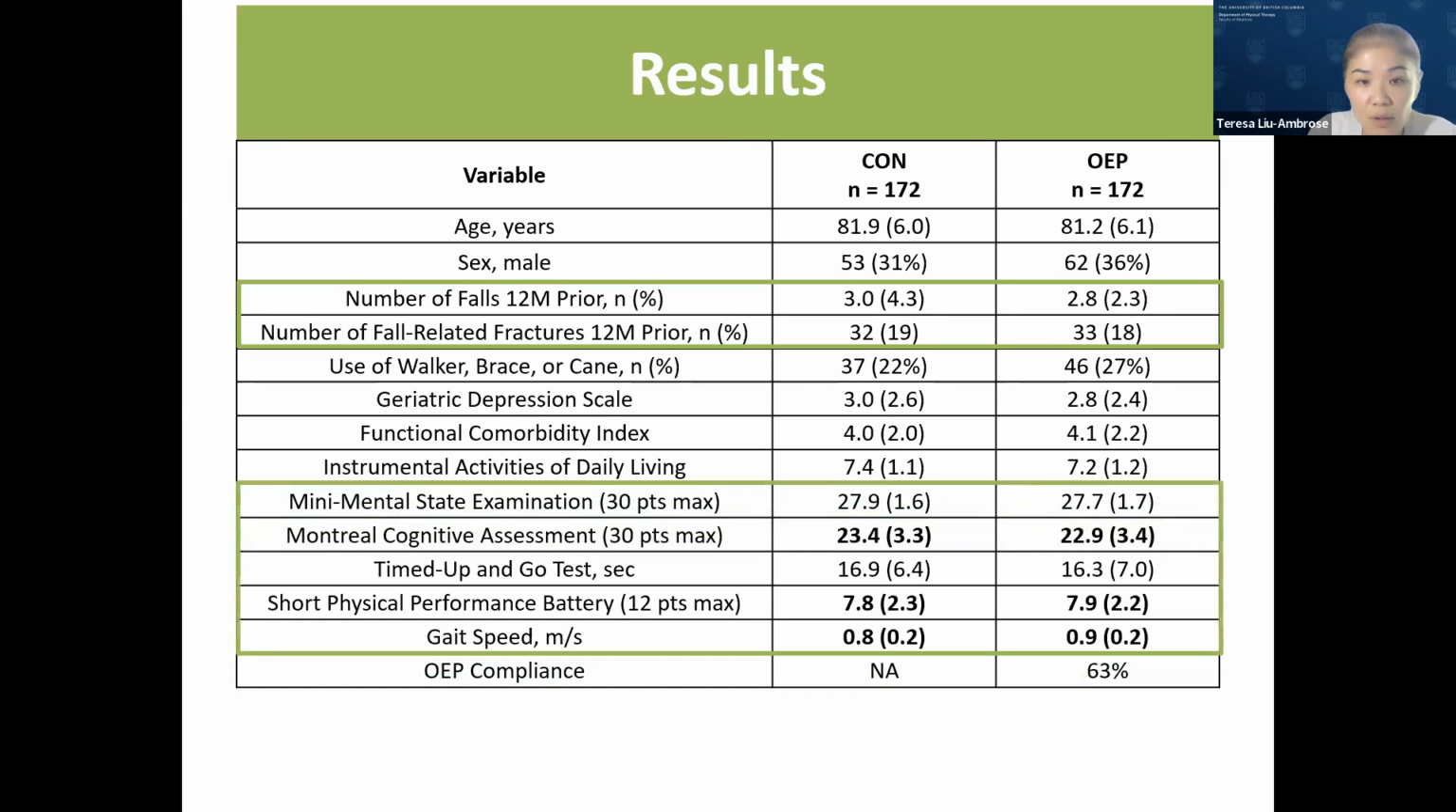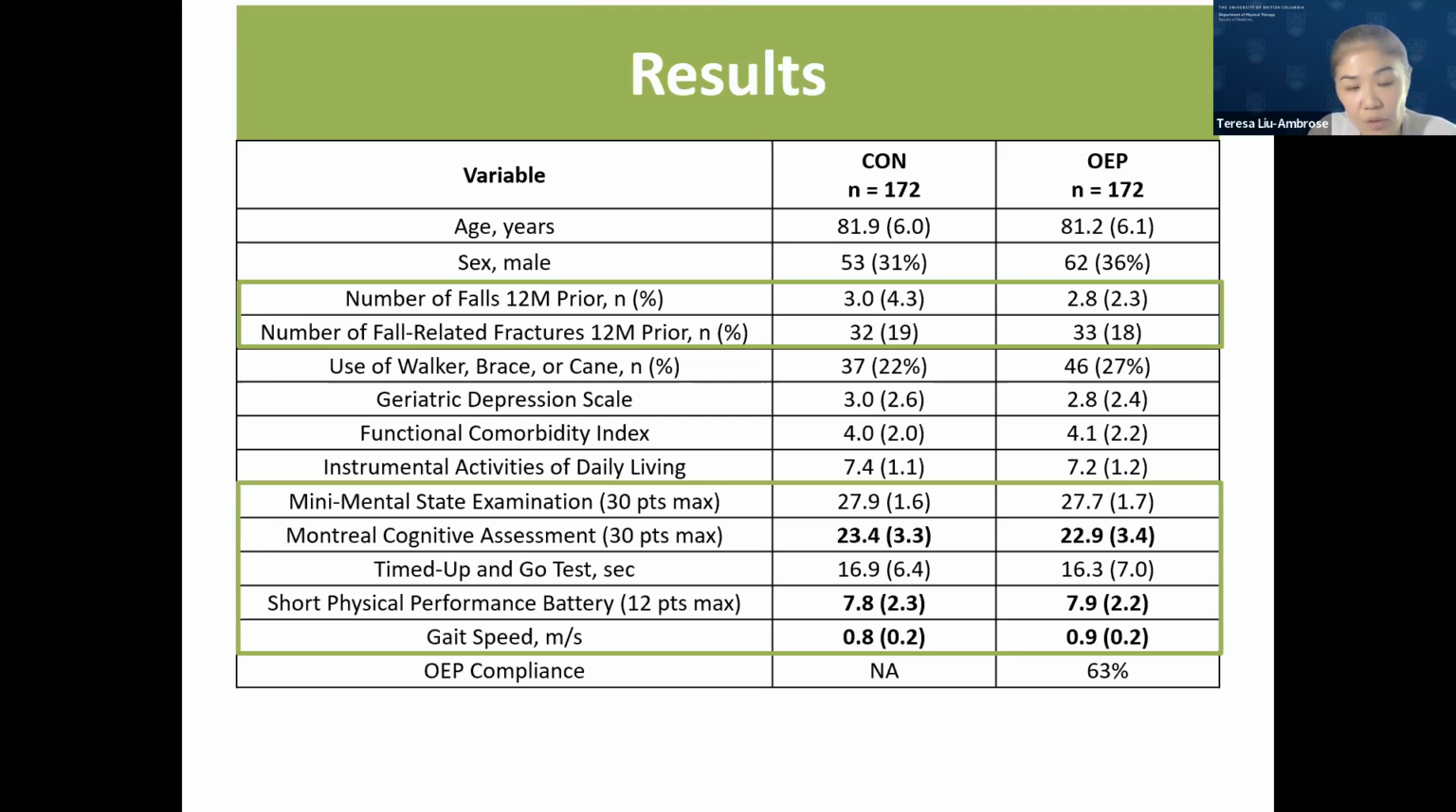And then in terms of their cognitive status and physical status, I want to highlight that their Mini-Mental State Examination score was roughly 28 out of 30, which is not impressively low. But in terms of their Montreal Cognitive Assessment, which is a screening tool for mild cognitive impairment, these participants scored well below the 26-point cutoff, suggesting that on average, these individuals had some degree of cognitive impairment, likely within the mild to moderate range.